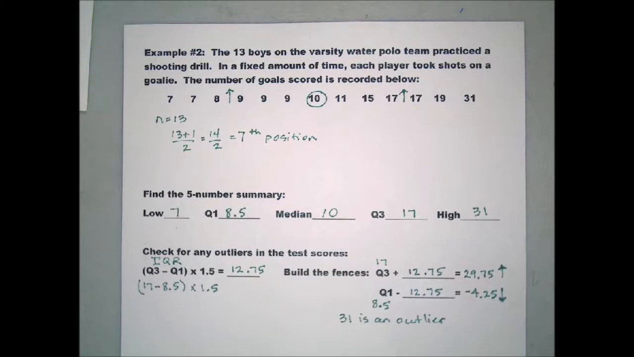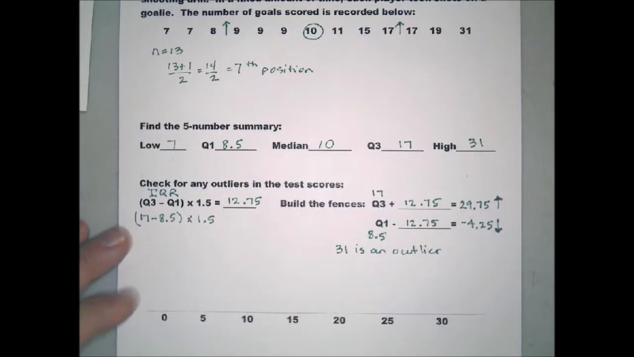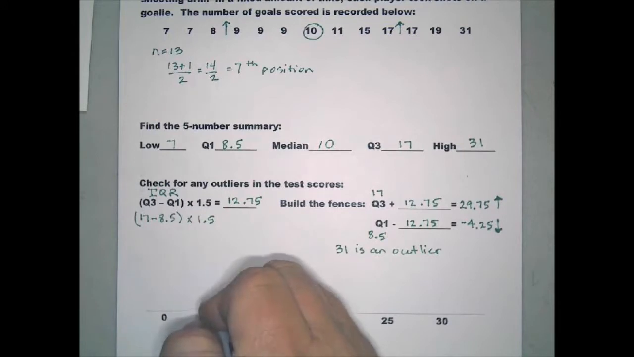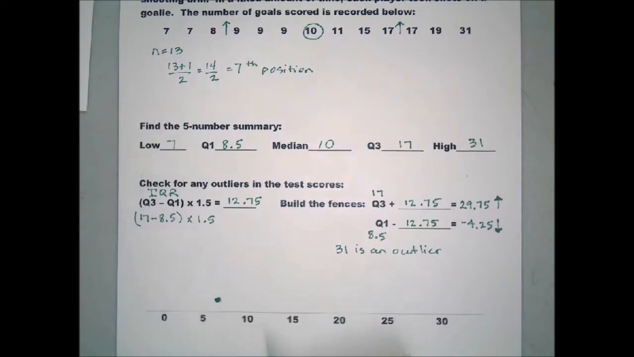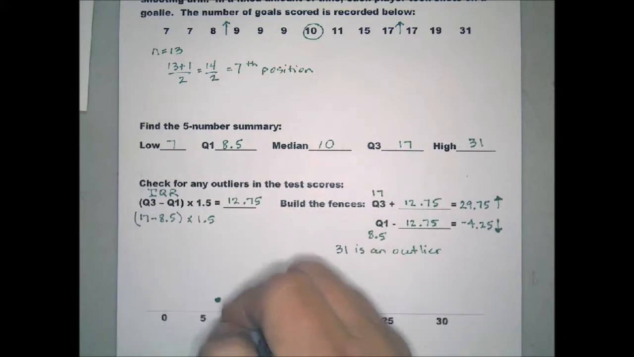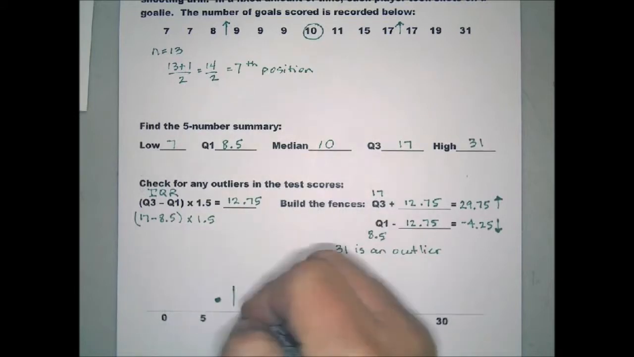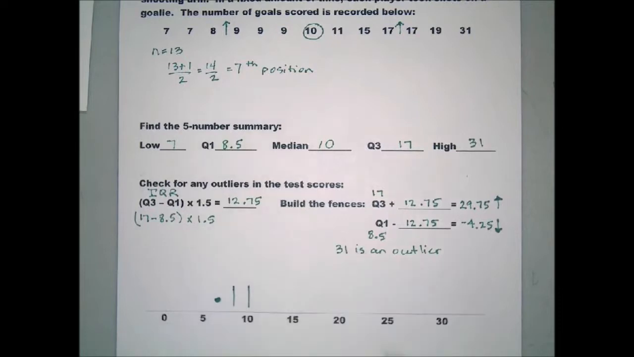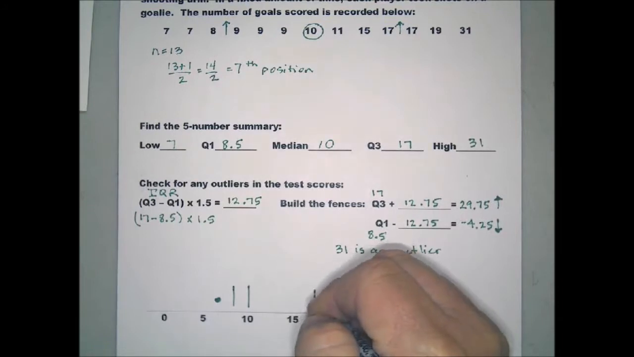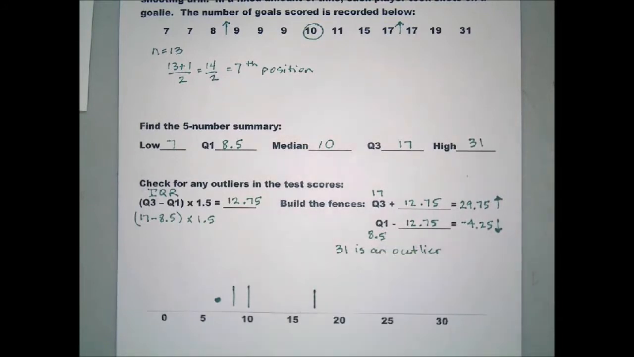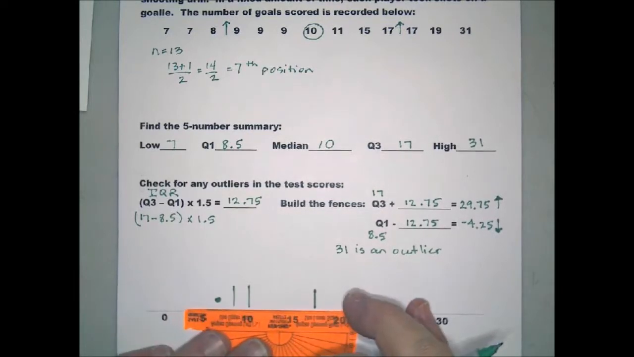Now, that information is going to help us start building the box and whisker plot. If I push down just a little, here we go. Remember, we said there was no low outlier. So my lowest point is 7, so I'm going to mark that 7. My first quartile is 8.5, so that isn't going to be very far from the 7. My median is 10, which isn't very far from that. My third quartile is 17, which is just about halfway between the 15 and the 20. So let's stop there for a second. Let's build the box from those 3 lines.